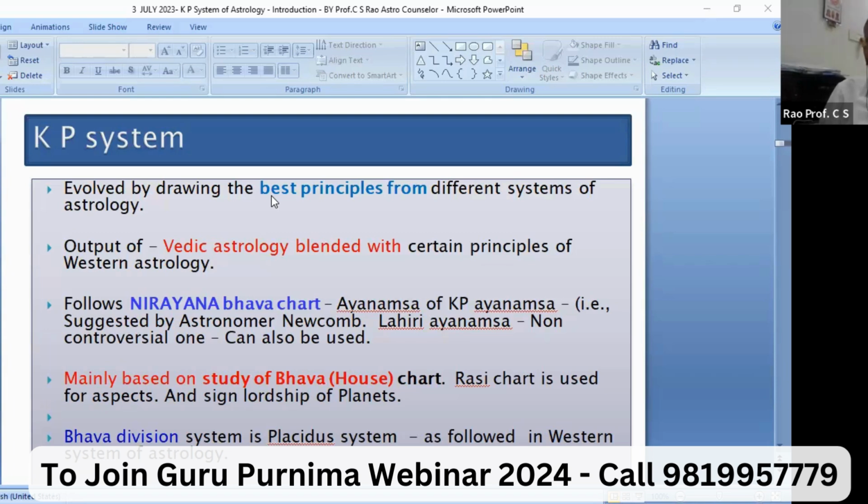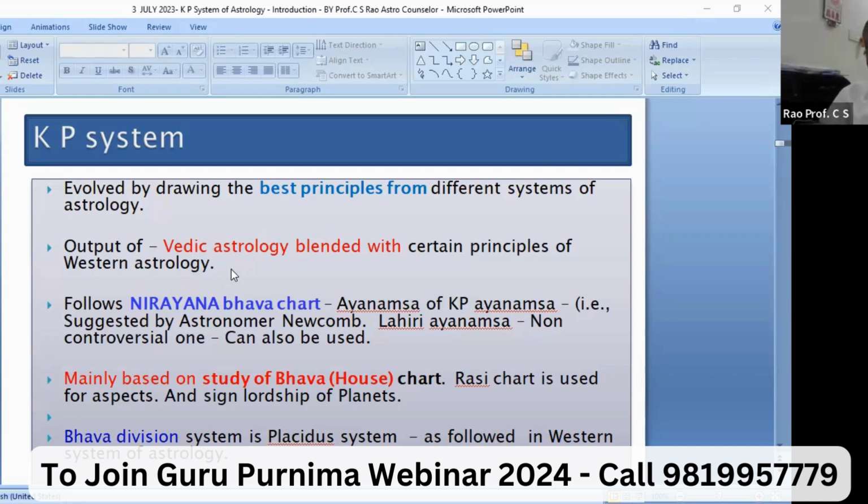From the Vedic system, so many other classical writers have mentioned many clues or techniques or shortcut techniques. So many things are mentioned by many classical writers, Jataka Parijata and so many other texts. He has included all that in this KP system. So the best of all systems are borrowed from different systems. Actually, Vedic astrology is blended with certain principles of Western astrology.